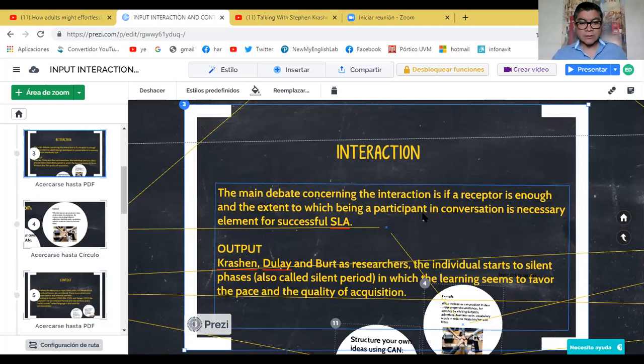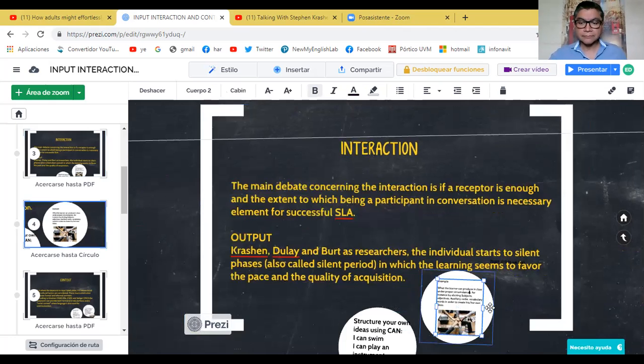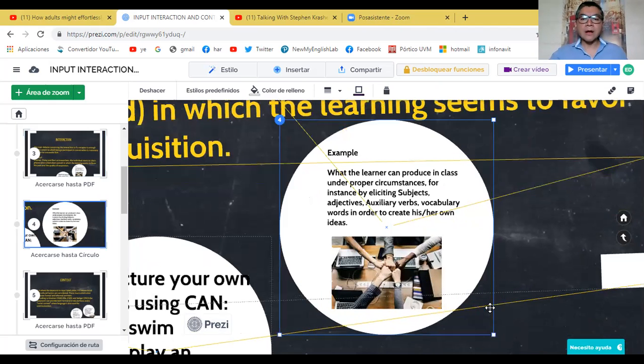Talking about the output, Krashen, Gregg, and Ellis, as researchers, stated that the individual starts with silent phases, also called the silent period, which seems to favor the pace and the quality of acquisition. For example, what the learner can produce in class under proper circumstances. For instance, by eliciting subjects, adjectives, auxiliary verbs, vocabulary words in order to create his or her own ideas.